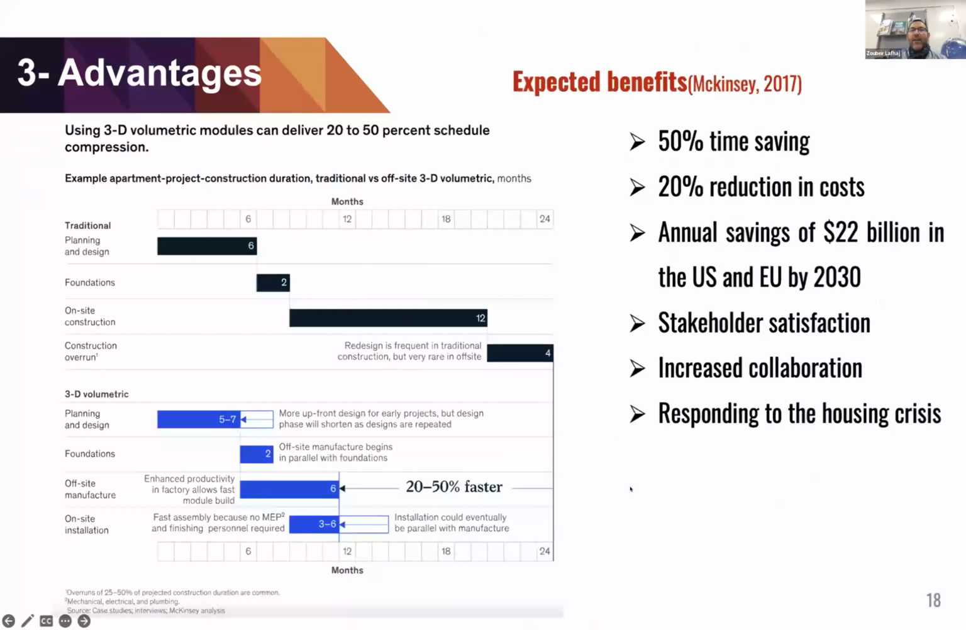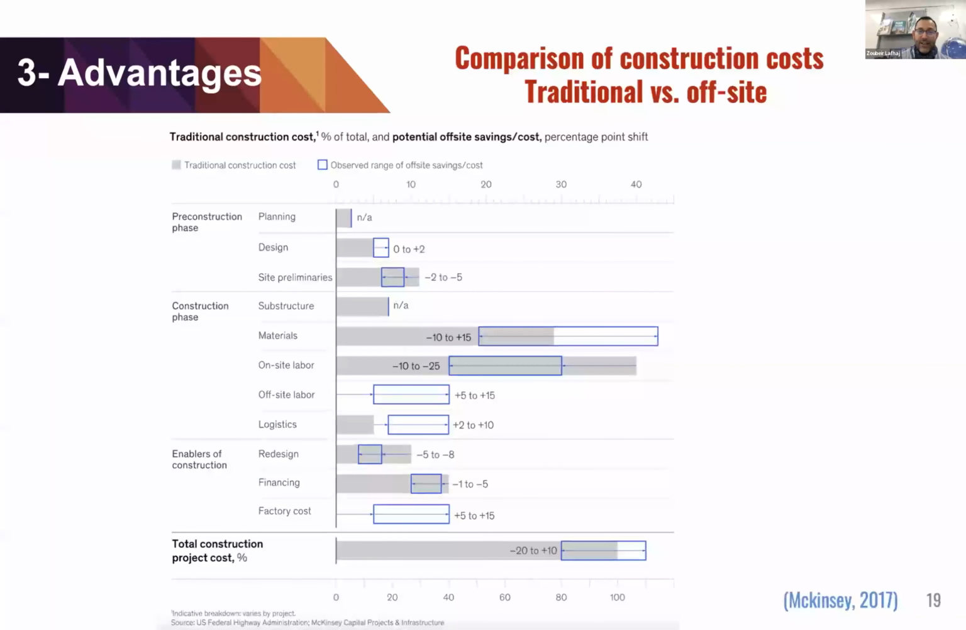Let's see now some expected benefits as given by McKinsey: 50% time saving if you use modular construction, 20% reduction in cost, annual saving of 20 billion in the US in the scale of the country. And in Europe, by 2030, stakeholder satisfaction, increased collaboration, and responding to the housing crisis. This is some really interesting data.